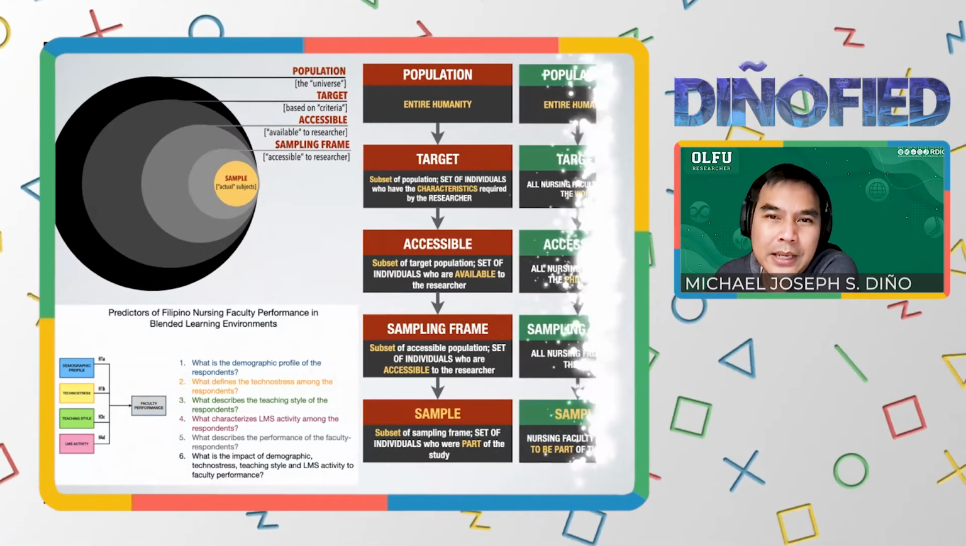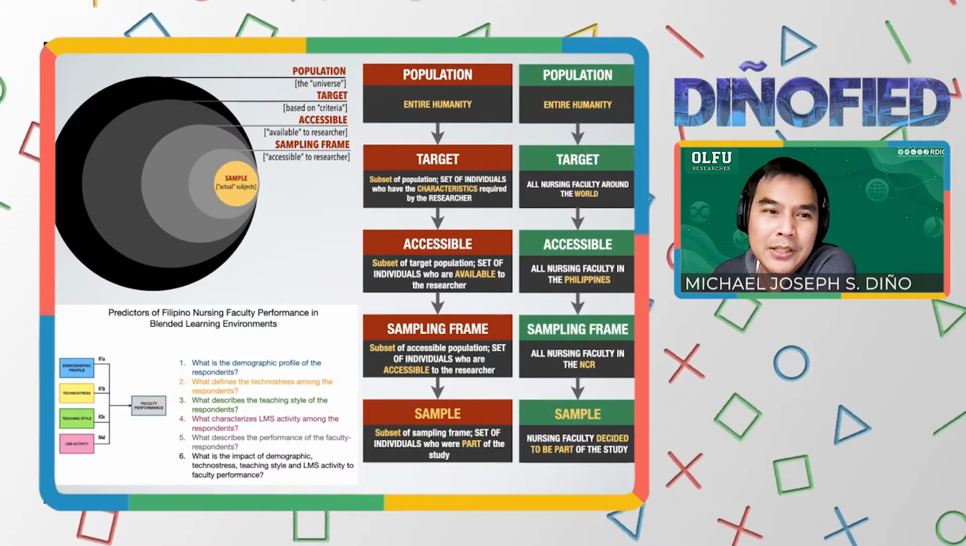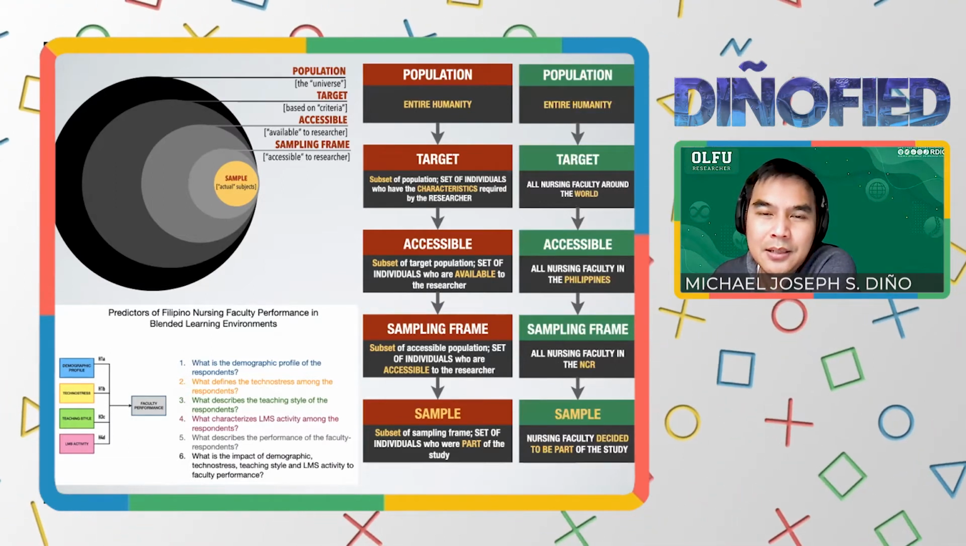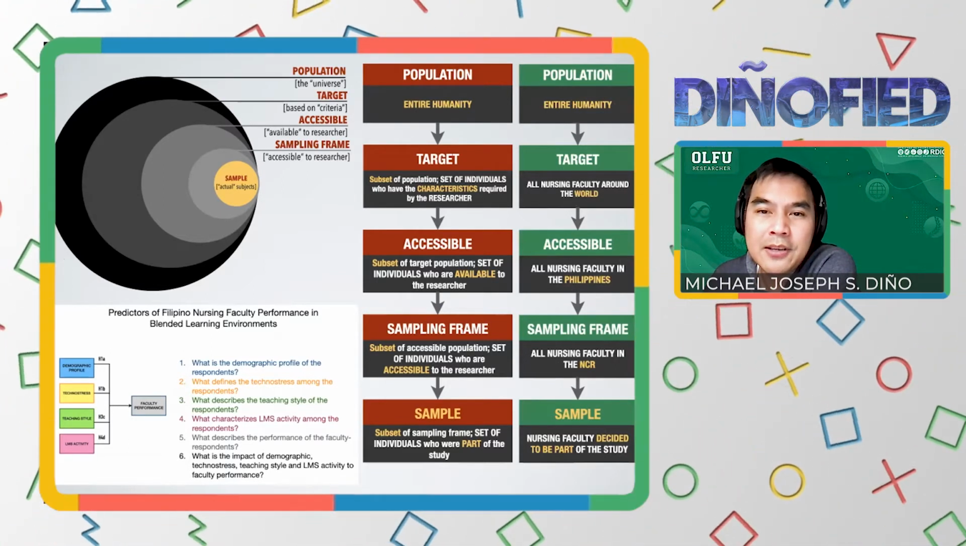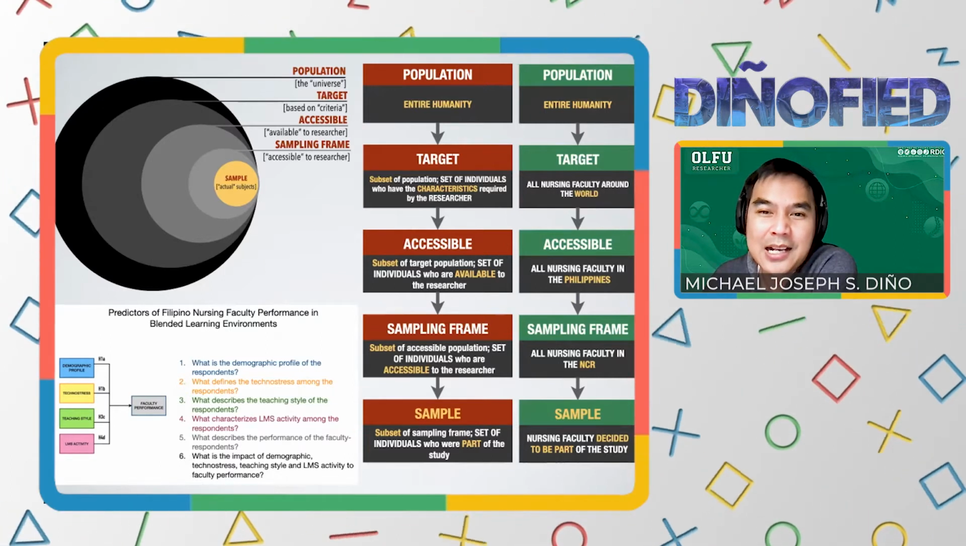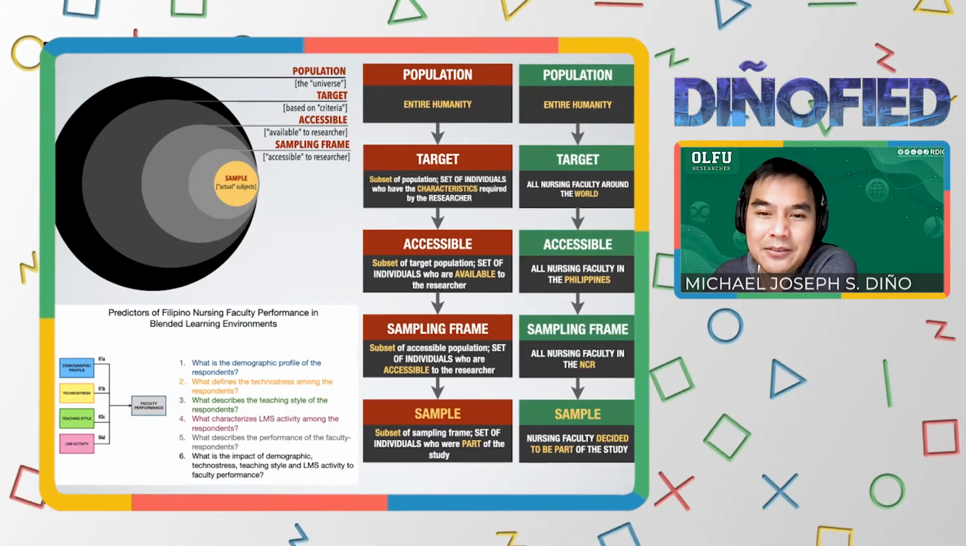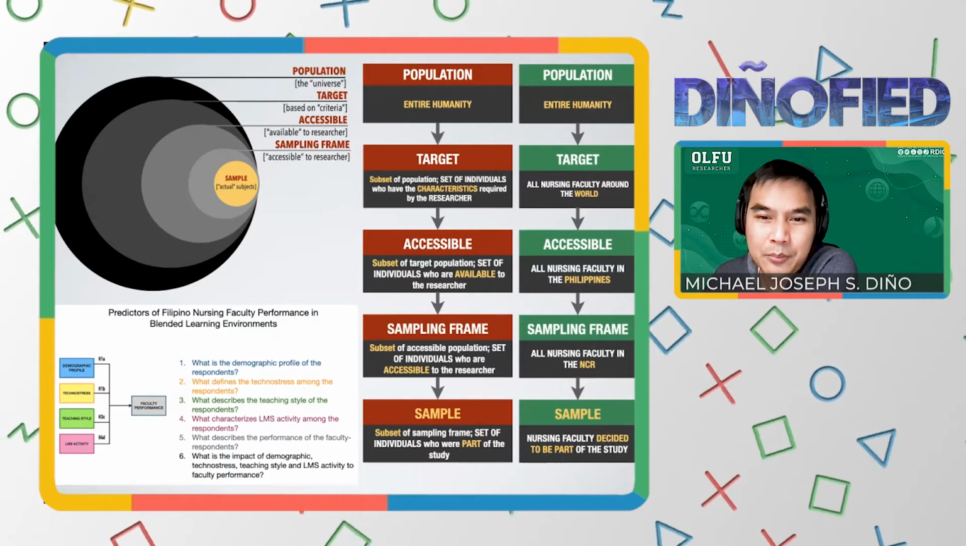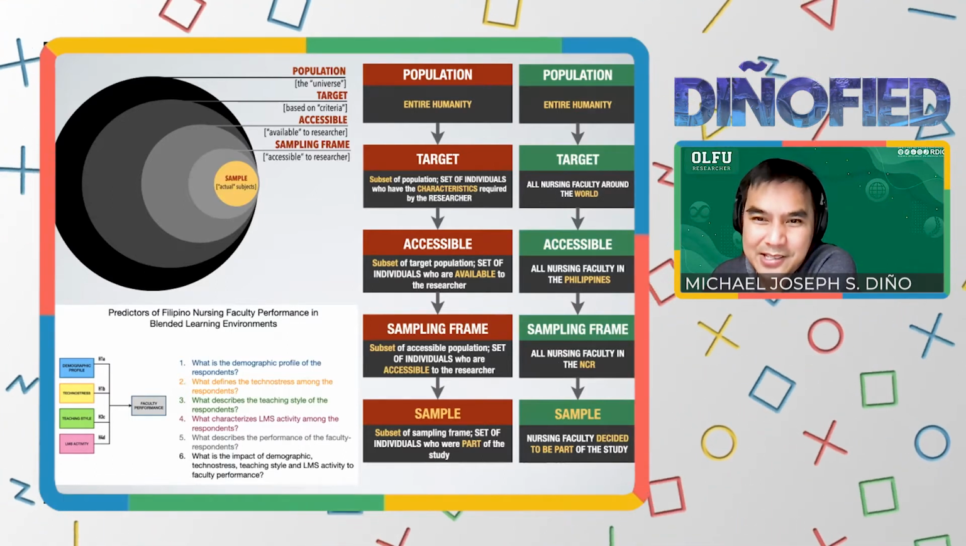So if we're going to take a look at the counterpart, what's the population? Entire humanity. What's your target? All nursing faculty. What's accessible to you is only nursing faculty in the Philippines. Your sampling frame is only the nursing faculty in NCR.